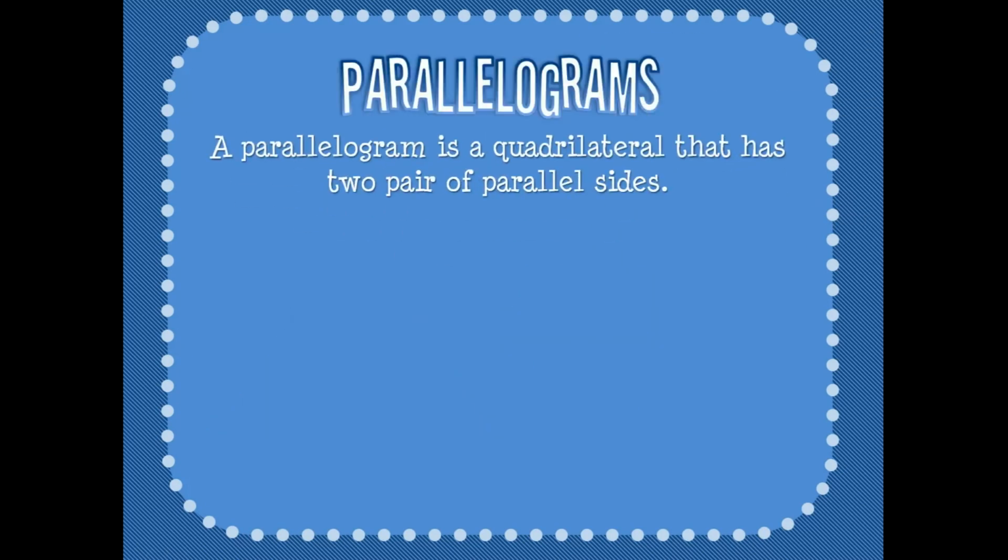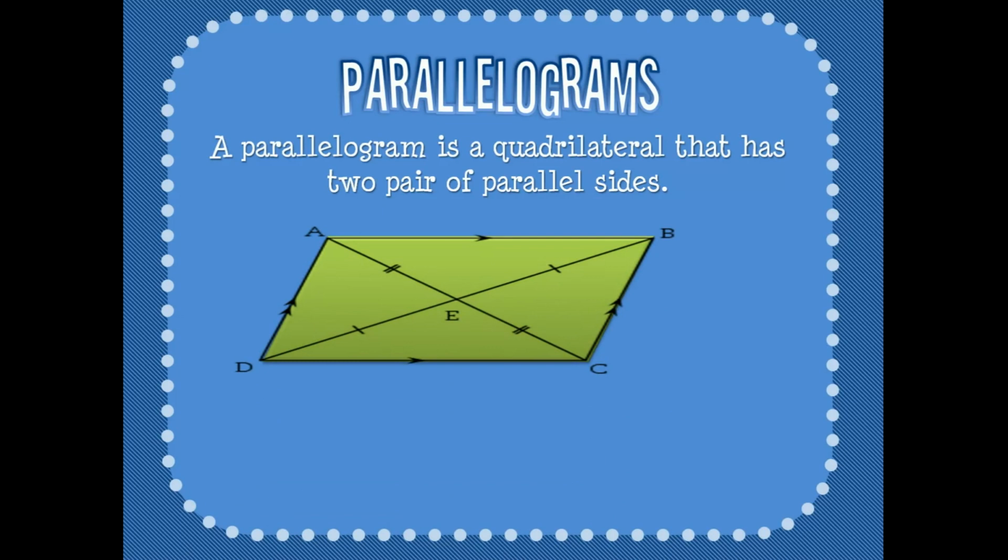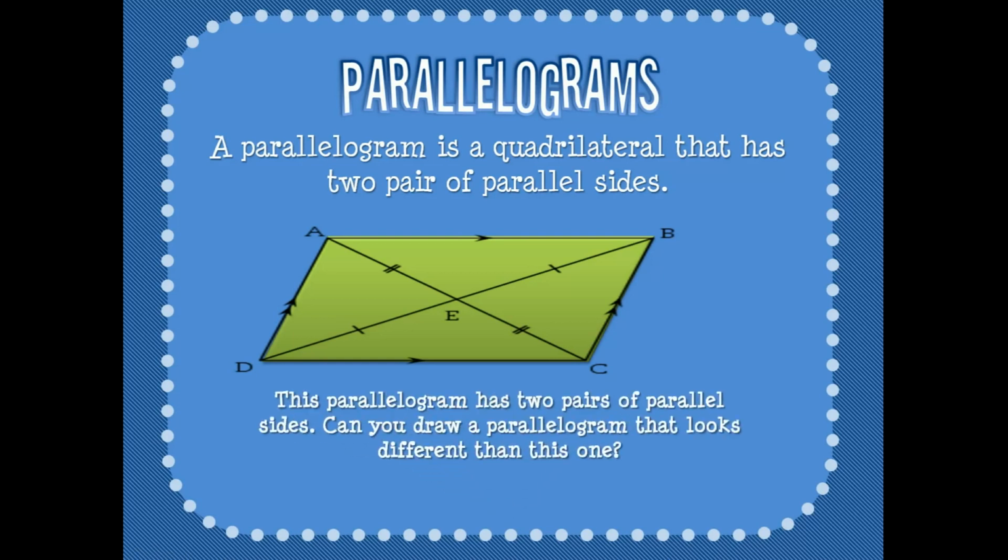Now, parallelograms. A parallelogram is a quadrilateral that has two pairs of parallel sides. See the picture. AD and BC are parallel. AB and DC are also parallel. This parallelogram has two pairs of parallel sides. Can you draw a parallelogram that looks different than this one? Can you try? Yes, you can try it. You have to draw a parallelogram that looks different than this one.